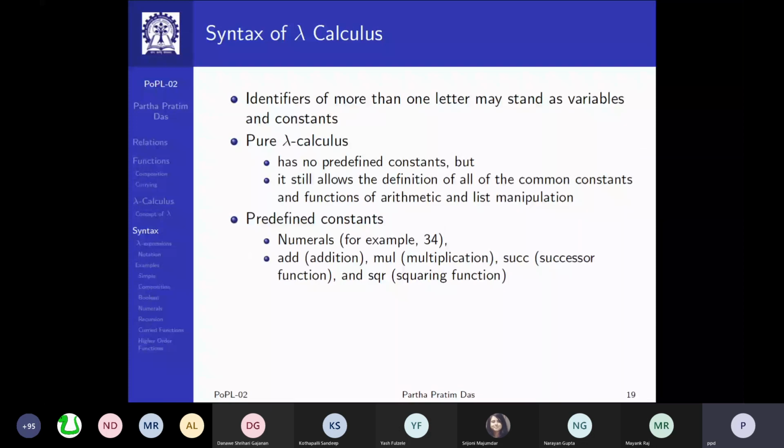So what could be the constants? For example, there could be just value constants like numerals. More often we will talk about integers only here, and even more often just natural numbers. But anything else is possible. So we assume that numerals are predefined constants, for example the numeral 34, numeral 22. And we will assume that there are some predefined functions which are already known. These are the primitives of lambda expressions, like add, mul, successor, square. So you already know the expression for them. These are the predefined constants.